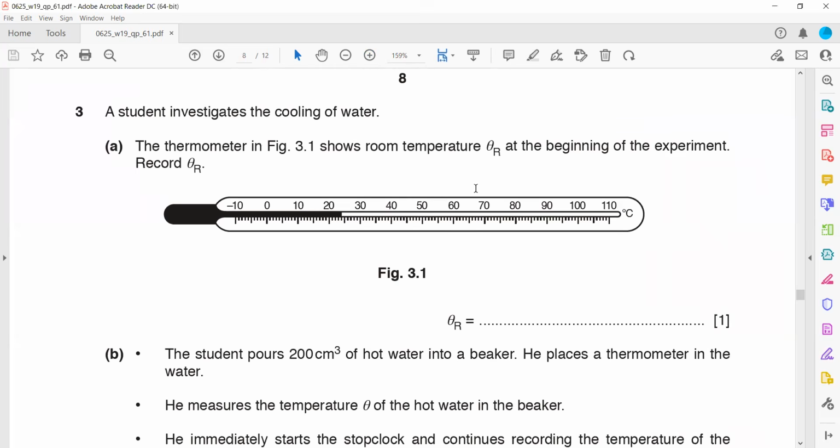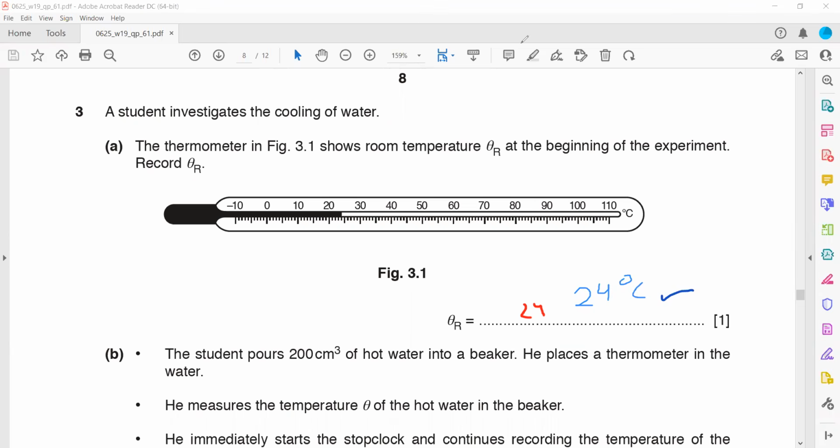In question 3, a student investigates the cooling of water. The thermometer in figure 3.1 shows the room temperature at the beginning of the experiment. What is the value? What is the room temperature? Use screen annotation to complete this. Yes, 24, that's right. And always mention the unit, that is degree centigrade, not only the number.